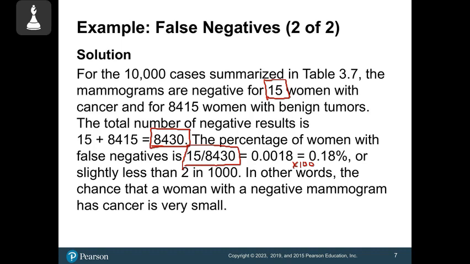And if we think about this in terms of 1,000 people, if we multiply that by 1,000, that would be just about 2 in 1,000. If we did this with our 10,000, we got our value of around 15. So needless to say, the chance that a woman with a negative mammogram actually has cancer is very small. So the likelihood of getting a false negative test with cancer is very small.